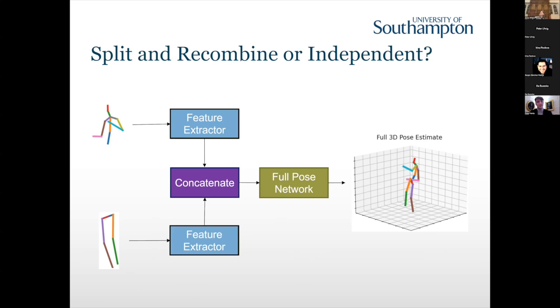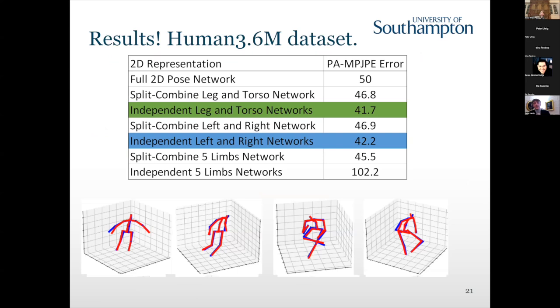To put a long story short, what really surprised me in our results is that the independent networks worked better than the rest. So this is an error in millimeters away from the ground truth. For the full pose, it was 50 millimeters of error per joint. For the independent leg and torso networks, it was 41.7, and the independent left and right networks were 42.2.